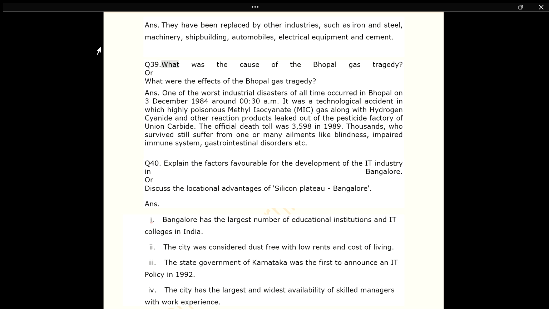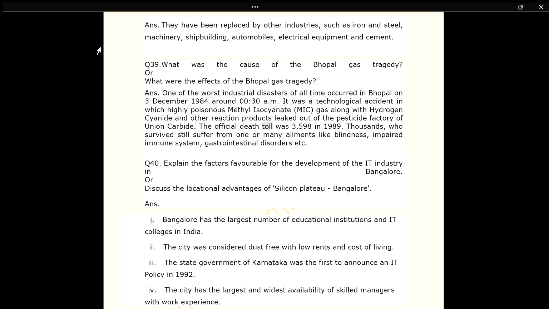Q39. What was the cause of the Bhopal gas tragedy? Or, what were the effects of the Bhopal gas tragedy? Ans. One of the worst industrial disasters of all time occurred in Bhopal on 3 December 1984 around 12:30 past midnight. It was a technological accident in which highly poisonous methyl isocyanate, MIC, gas along with hydrogen cyanide and other reaction products leaked out of the pesticide factory of Union Carbide.